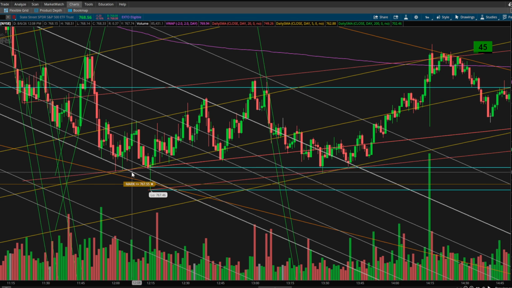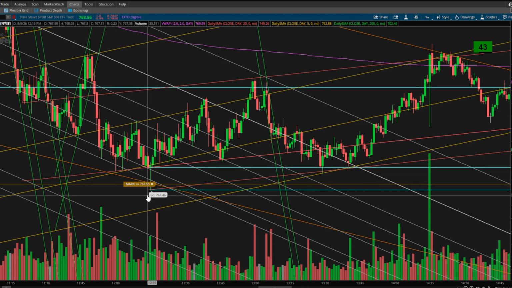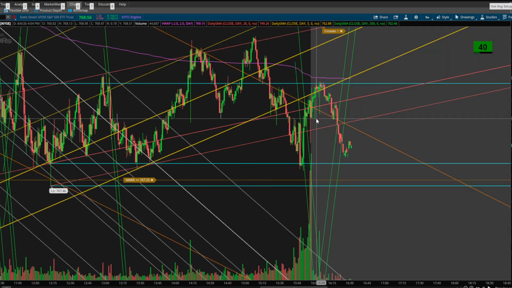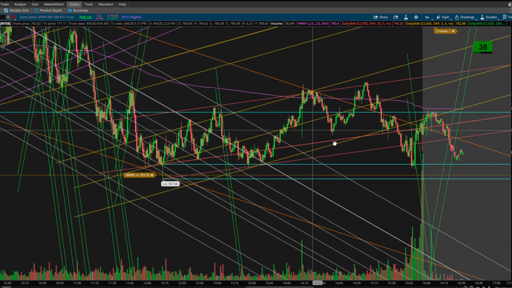It did end up kind of making this inverse cup, not all the way to the wick, but to the bodies. And yeah, that was it on Webull.